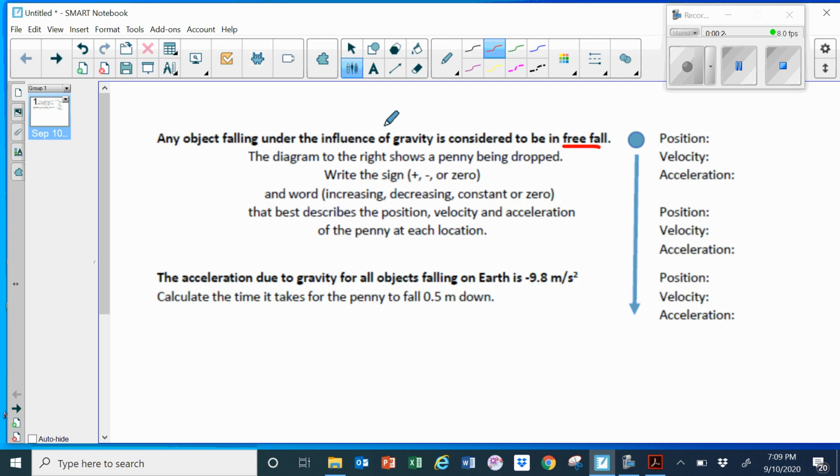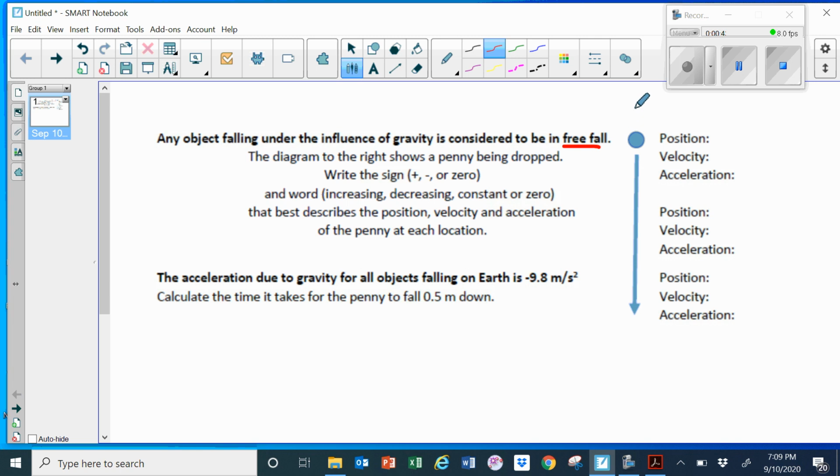Once you open your parachute, you're not in free fall anymore because you've got a parachute, which is slowing your descent. But before you do that, you're in what's called free fall. So any object that's falling under the influence of gravity is considered to be in free fall. So that's the only thing that's influencing the object. There's no motor or anything else doing that, okay?